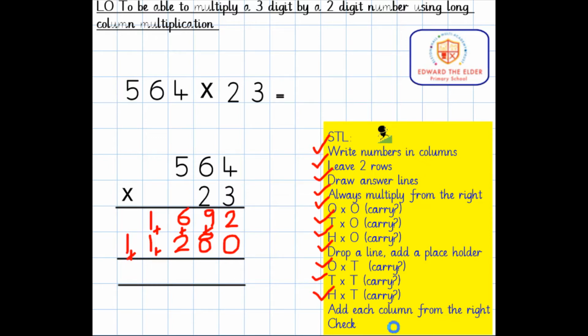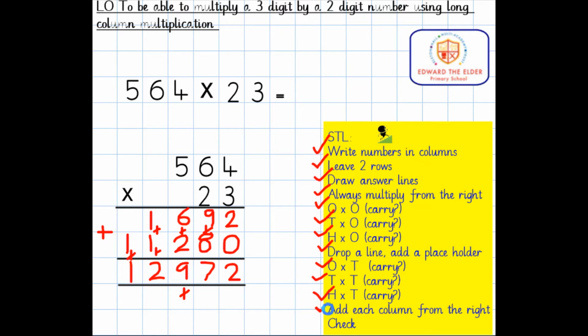My next step asks me to add each column starting from the right. So I'm going to put my addition sign there to remind me. 2 add 0 is 2. 9 add 8 is 17. Carry the 1 over to the hundreds column. 6 add 2 is 8. Not forgetting the 1 I've carried over gives me 9. 1 add 1 is 2. And 0 add 1 is 1.